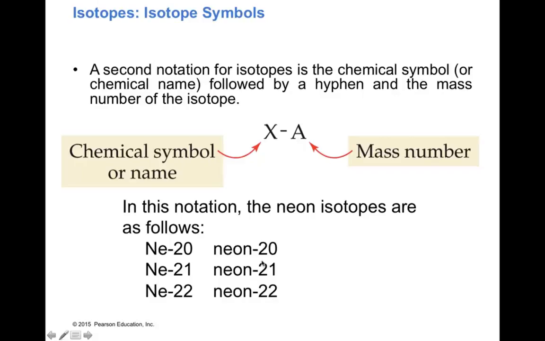Remember that from the name or the symbol, you can find the atomic number in the periodic table. The mass number minus that atomic number is going to give you the number of neutrons. So you don't need the atomic number written here, because from the element symbol or name, you can find the atomic number in the periodic table.